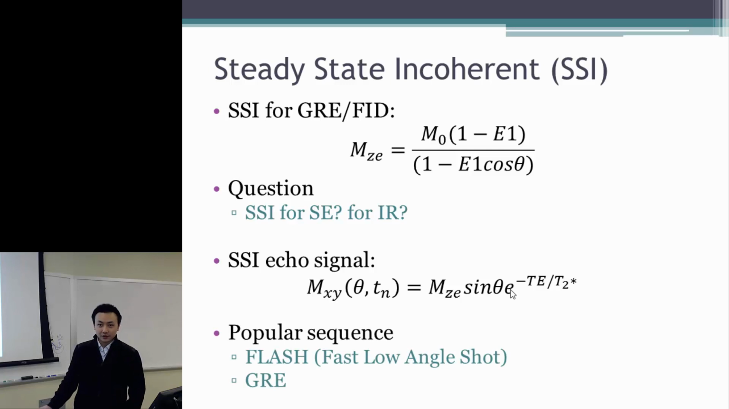So the popular sequences for this steady state incoherent are the FLASH, the fast low angle shot sequence, and the other one is the gradient echo sequence. So basically when you see these two, you know that they are using the steady state incoherent mechanism. So you can use this equation to estimate the signal intensity you will get from the parameters you are setting.